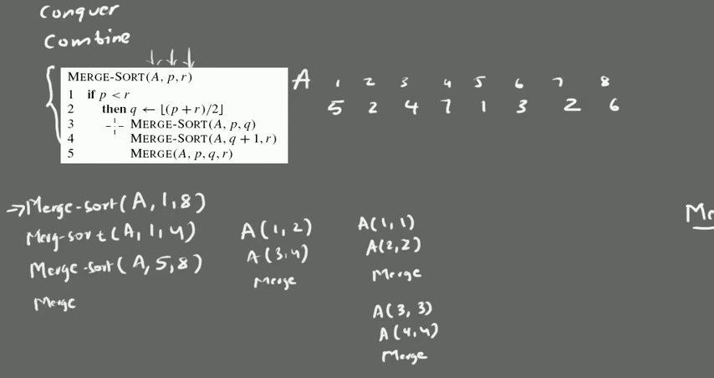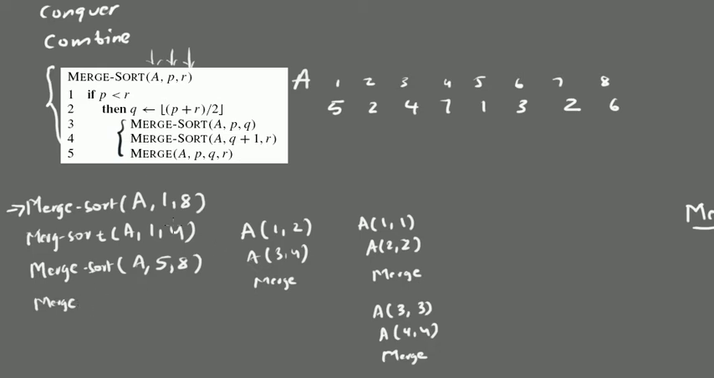Well, 1 and 8, so 1 less than 8 true, and q would be 4, 1 plus 8 by 2, 4, and there would be two function calls within, so these ones. So the first call would be merge sort on A 1 comma 4. The next one is merge sort on A 5 8, and finally merge.